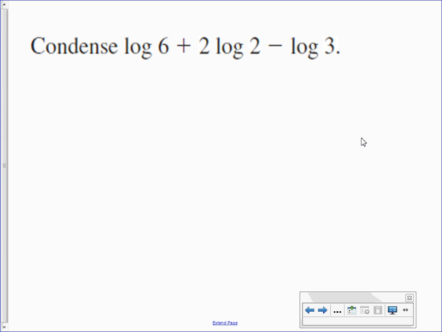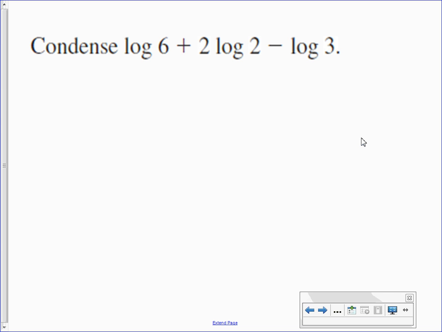For example, here's a condensing problem. Log of 6 plus 2 log of 2 minus log of 3. When you see that, what's the base? 10. Very good. It's base 10 all across the board because there's nothing written there, so I know that it's going to be base 10. Okay. We all agree on that? We also see that there's an addition symbol and a subtraction symbol, which means there's going to be multiplication and a division.